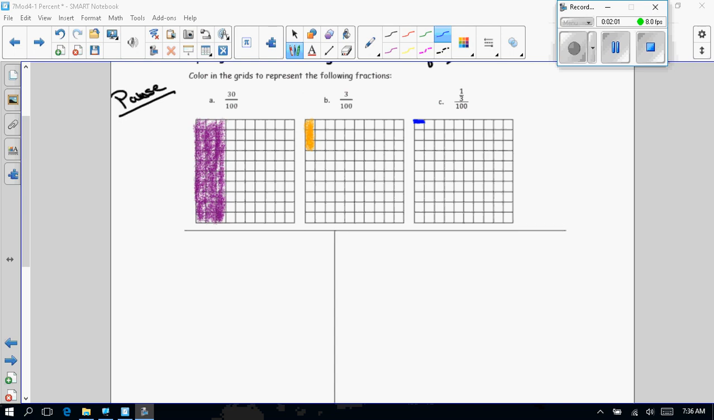Okay, so there are my drawings for this particular problem. The first one, I colored 3 bars or 3 tens or 30. The second one, there's only 3 out of 100 that should be colored, so I colored just that. Then part C, that third one's a little harder. It's 1/3, so I have to color 1/3 of one square, because there are 100 squares and I'm only coloring 1/3 of it.